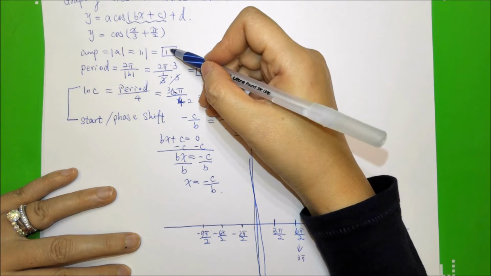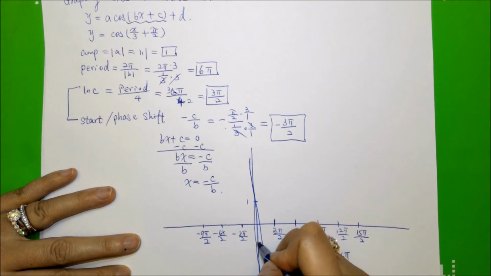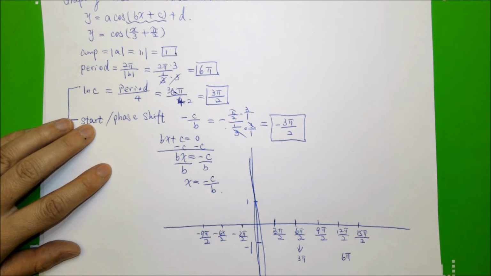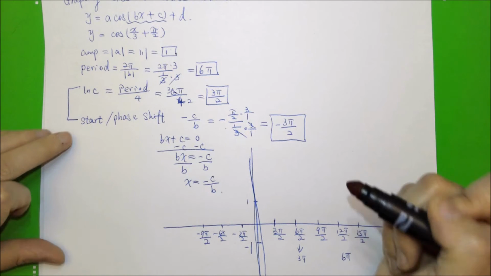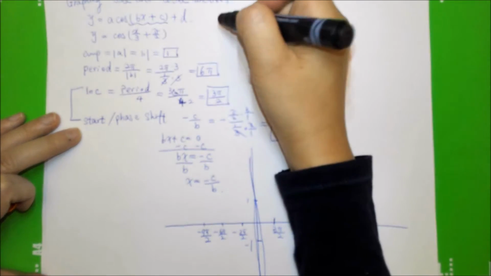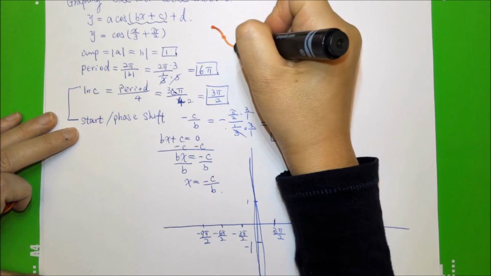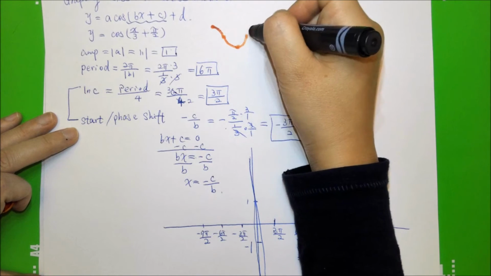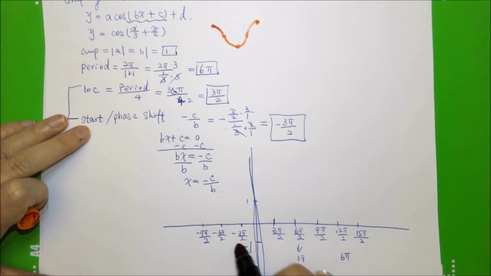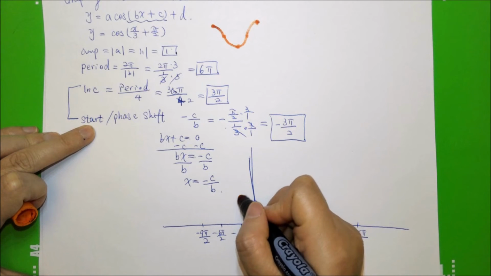The amplitude is 1, but that means the highest point I can go is positive 1, and the lowest point I can go is negative 1. My start point is negative 3 pi over 2, so I would like to put in the start point. Because you're graphing a cosine function, follow the rule of max, intersection, minimum, intersection, max. So the first point I would like to put in will be x equals negative 3 pi over 2 and y equals 1.